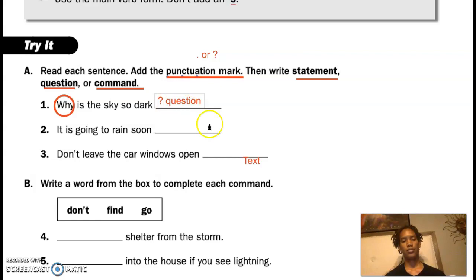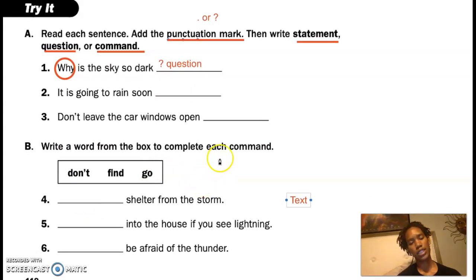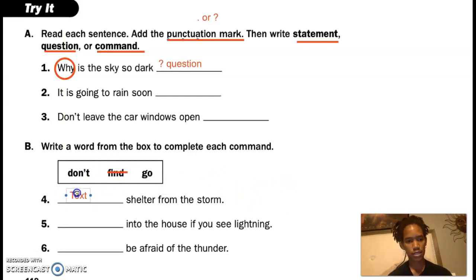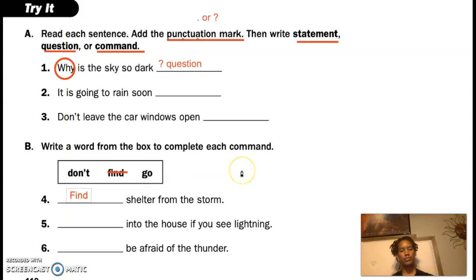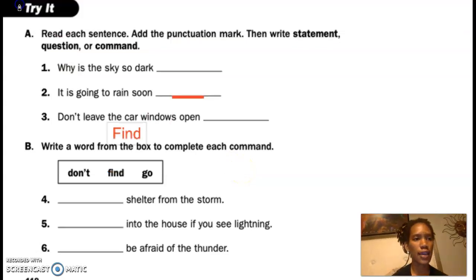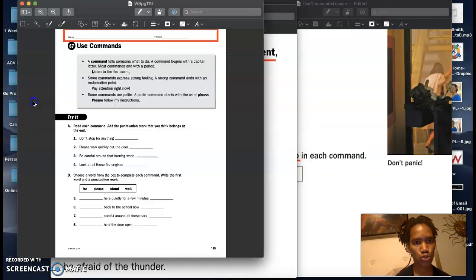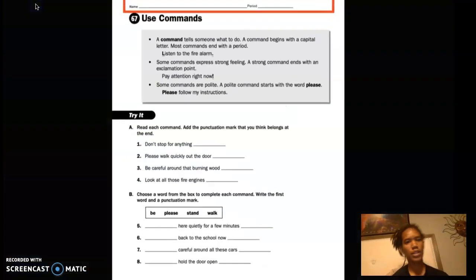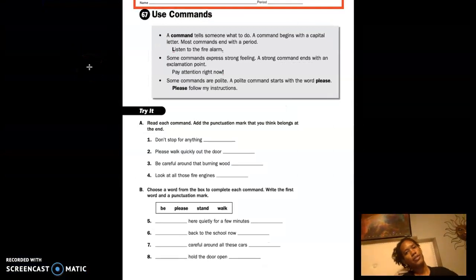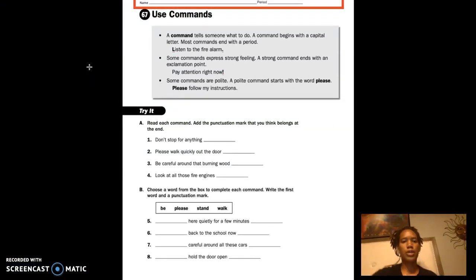Okay. Down here, it says write a word from the box to complete each command. Number 4, blank shelter from the storm. I believe it's find. So I'm going to put this here. Find shelter from the storm. Okay. Now on the second page, where is it? Okay. On the second page, it's pretty much the same thing.